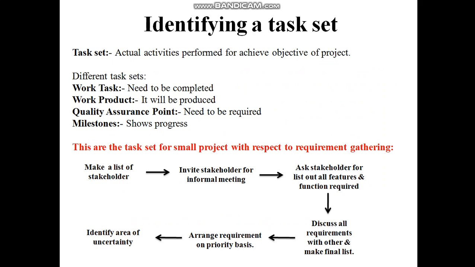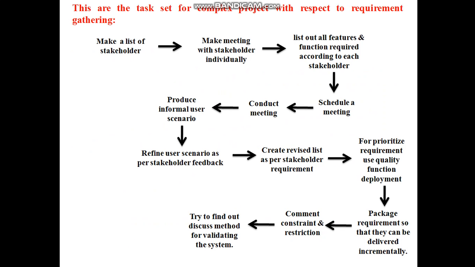Then arrange the requirement on the priority basis, and also identify the area of uncertainty. This is the task set for the small project. This is the task set for the complex project with respect to the requirement gathering.